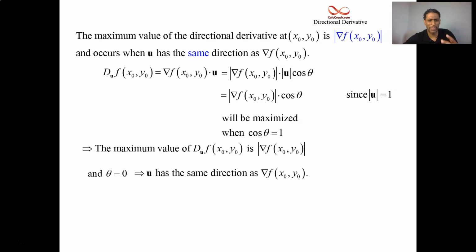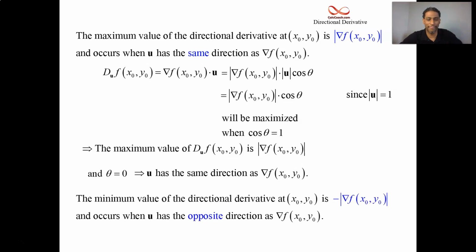So that proves the statement that not only is the maximum value of the directional derivative equal to the magnitude of the gradient, but the unit vector, or the direction in which you should step in order to have that maximum value, is in the direction of the gradient.